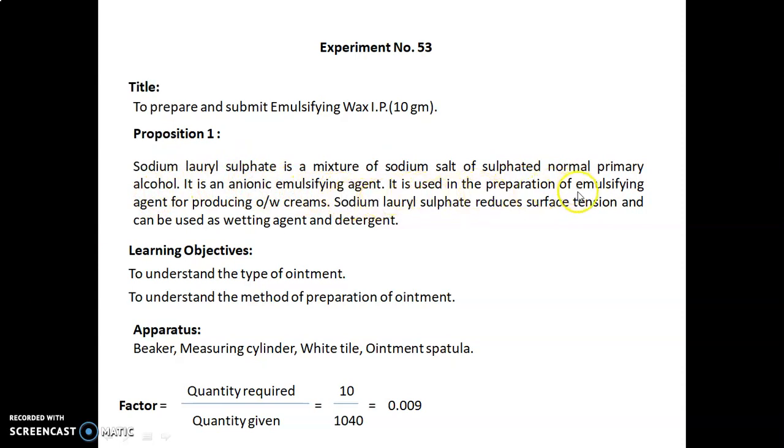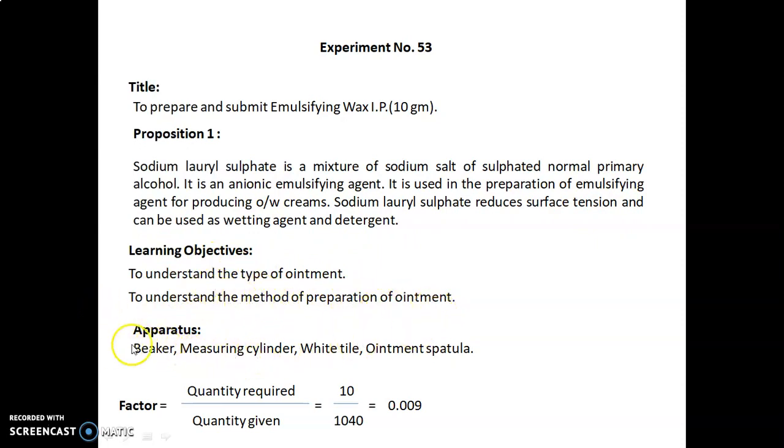It is used in the preparation of emulsifying agents for producing O/W creams, meaning oil in water, in which oil acts as the internal phase while water acts as the external phase. Sodium lauryl sulfate reduces the surface tension and can be used as a wetting agent and detergent. Learning objectives are to understand the type of ointment and the method of preparation of ointment.